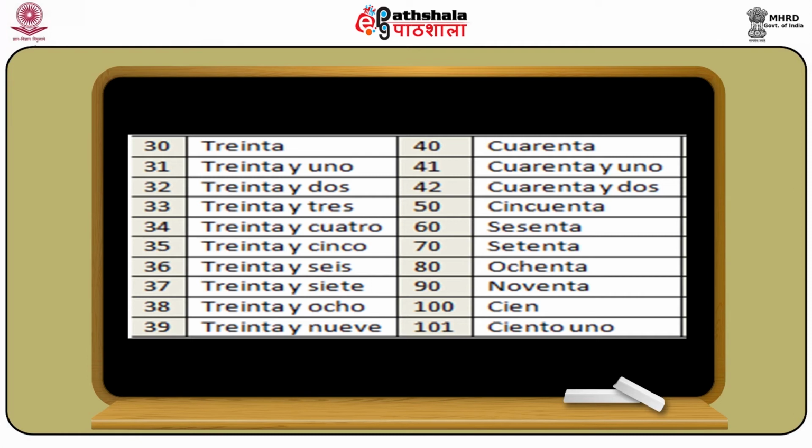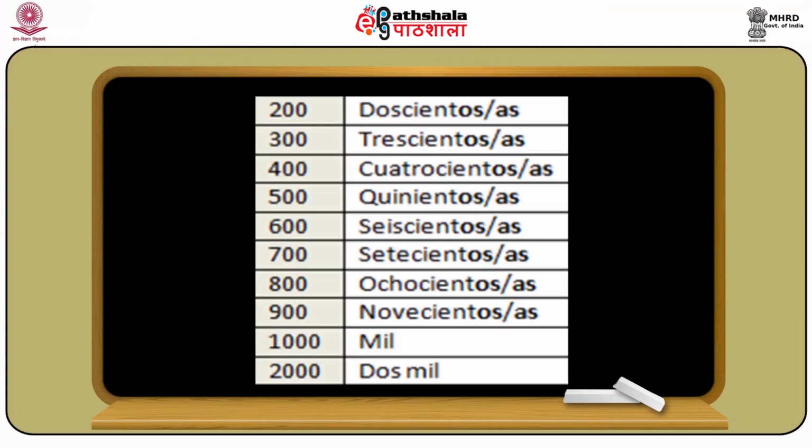101, after 100 we use ciento. So 101 is ciento uno, 102 will be ciento dos, etc. So till we reach 199. After 199, 200 is doscientos or doscientas. 300 is trescientos, 400 is cuatrocientos, 500 is quinientos, 600 is seiscientos, 700 is setecientos, 800 is ochocientos, 900 is novecientos, and 1000 is mil.